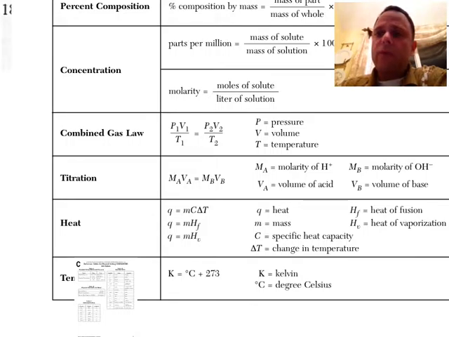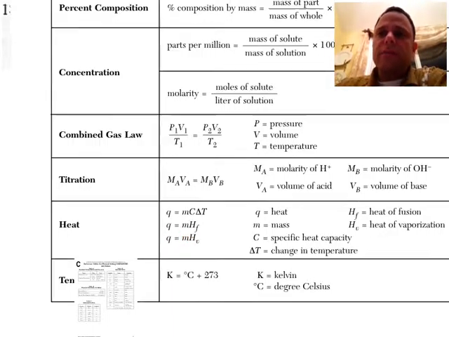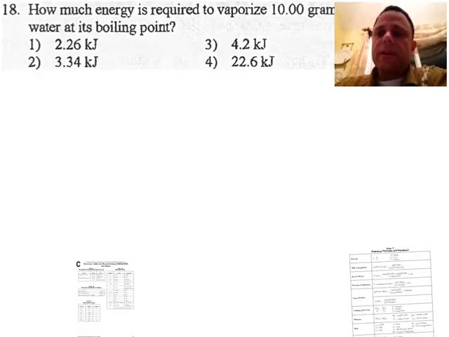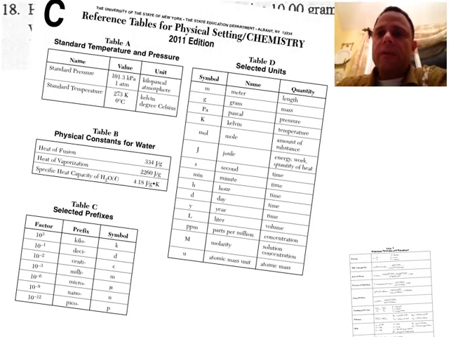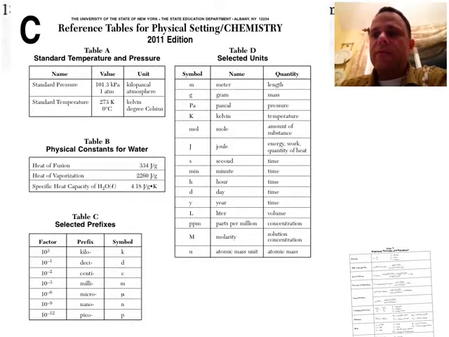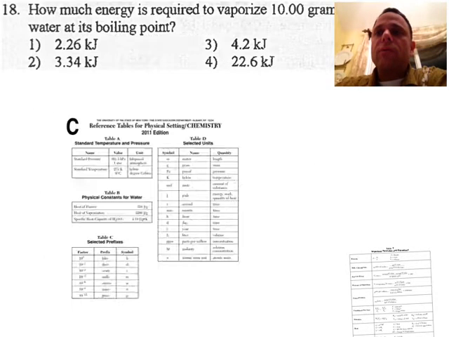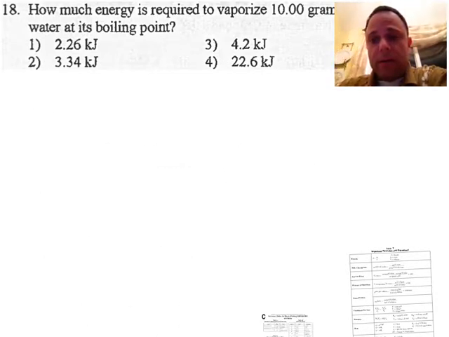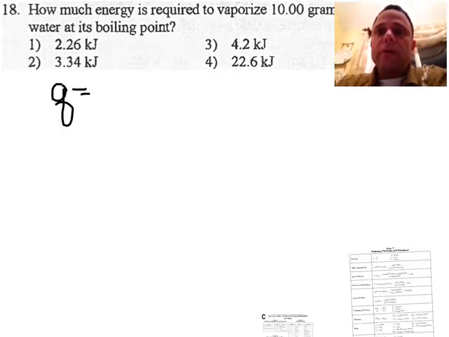Alright, so we have our formula. Q is equal to mHV. Now the question is, what is the value for HV? Let's take a look. The value for HV is identified right here on table B of the reference table, and it is 2260 joules per gram. Let's get this out of the way and apply the math.